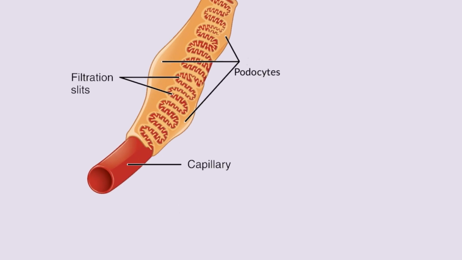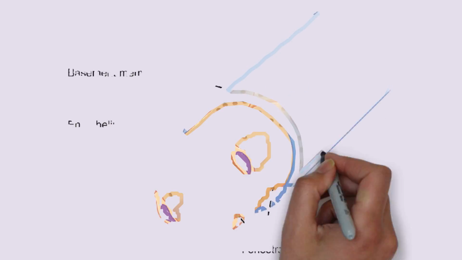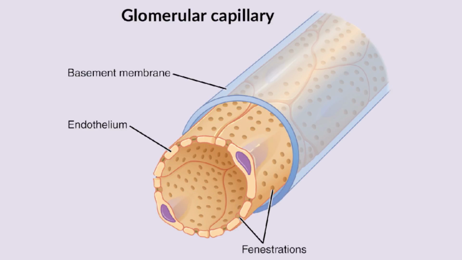The other adaptation is fenestrations, which are small holes in the capillaries. These holes are about 100 nanometers in size, which freely allows water, glucose, and mineral ions to pass out of them.